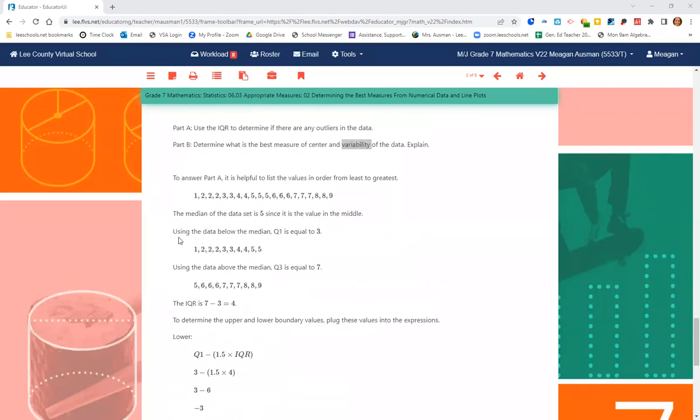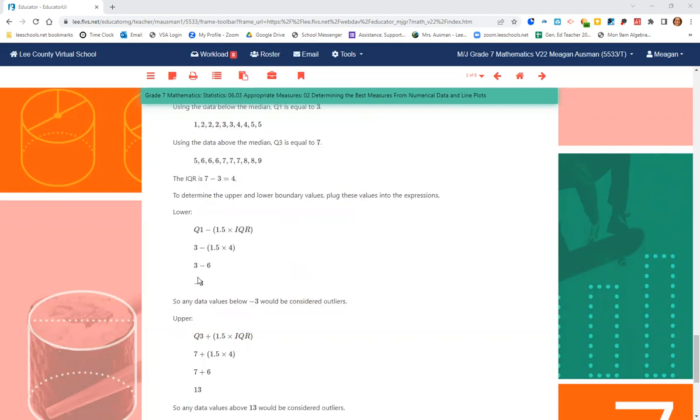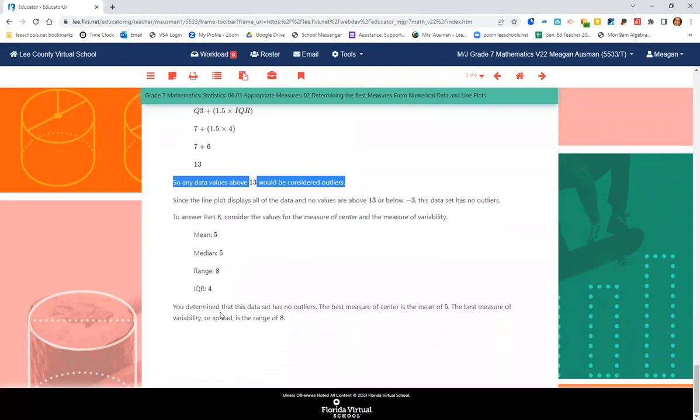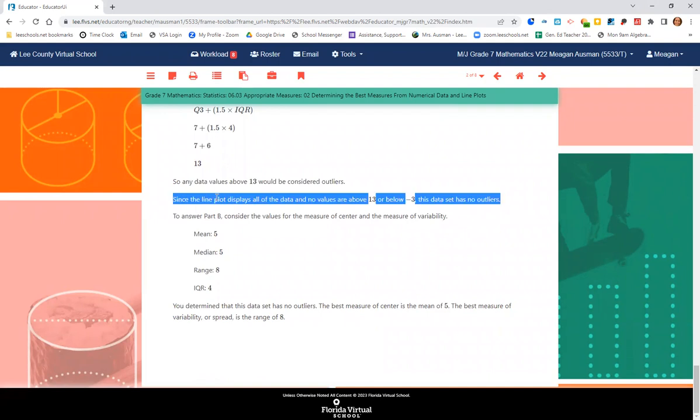And the IQR is just Q3 minus Q1. That's how we find the IQR, the interquartile range. Then we can use the formula to determine what is a lower boundary and what is an upper boundary as far as outliers go. So any number below -3 would be considered an outlier. Any number above 13 would be considered an outlier. Since the line plot is showing all the data and there's no numbers above 13 or below 3, this data has no outliers.